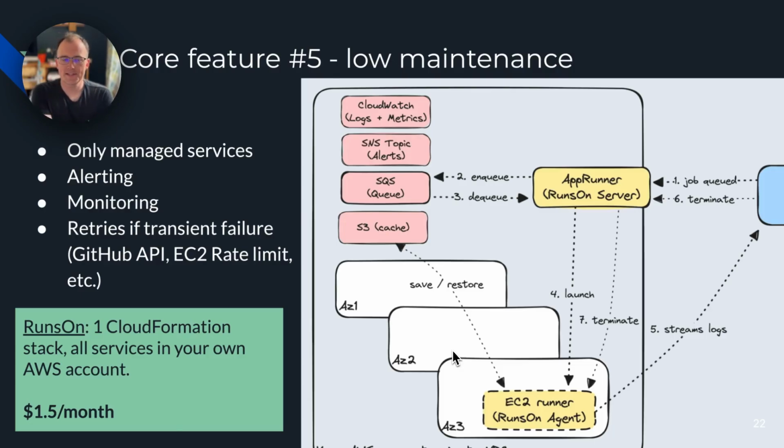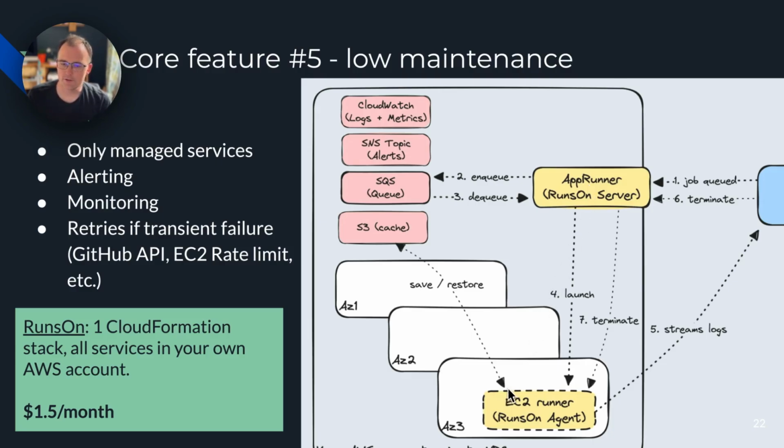And final feature, low maintenance. As you can see, the architecture diagram has changed a bit since the last slide. But basically what I use for RunsOn is just managed services everywhere and cheap services. So I have basically one CloudFormation stack which provisions an SQS queue, an SNS alert topic, CloudWatch logs and metrics, and some S3 buckets. And then the RunsOn server is running on the App Runner AWS service, which is really a cheap way to run containers on AWS. I recommend you check that out.